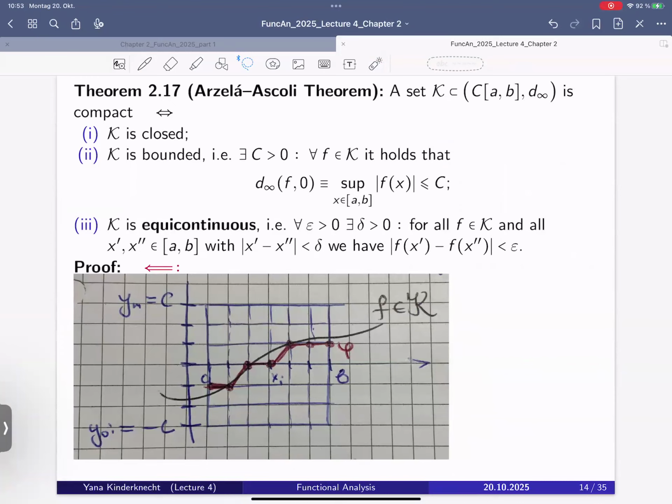So we have the K, it is closed, bounded, so it is bounded by C. This is a ball of radius C with center in 0. Due to equicontinuity, we have also this partition, which we have clarified.